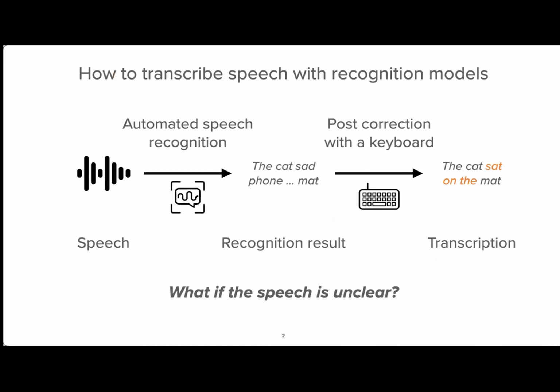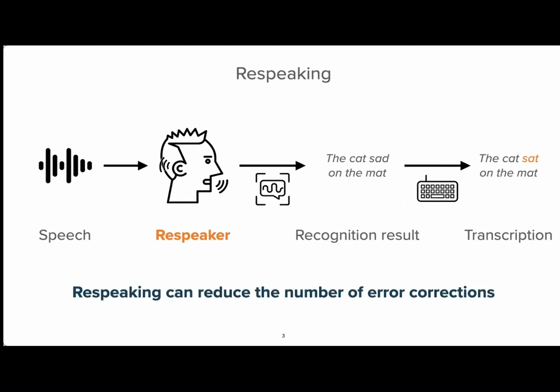Recently, automated speech recognition models achieve high accuracy in transcribing human speech. Thus, we can obtain the transcription relatively easily by correcting the errors of a recognition model using a keyboard. However, this approach is known to be less effective when the accuracy of the model is low, for example, when transcribing unclear speech. In such cases, we have to spend much time correcting errors in the recognition results.